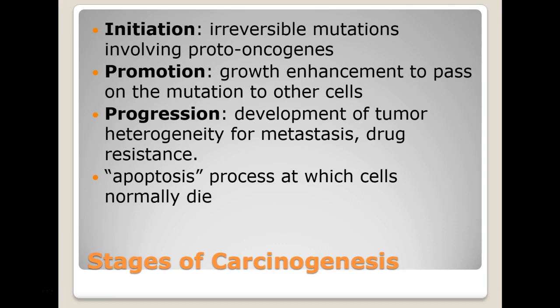So we have some stages of this carcinogenesis. First is the initiation. This is irreversible mutation, okay, involving proto-oncogenes. Then you've got a promotion stage. This is where growth enhancement happens to pass on the mutation to other cells. After this, it starts to progress. This is the development of tumor heterogeneity for metastasis, and we see drug resistance. I added in apoptosis. I think we've killed this word to death throughout the MLT program, but this is the process at which the cells normally die off.